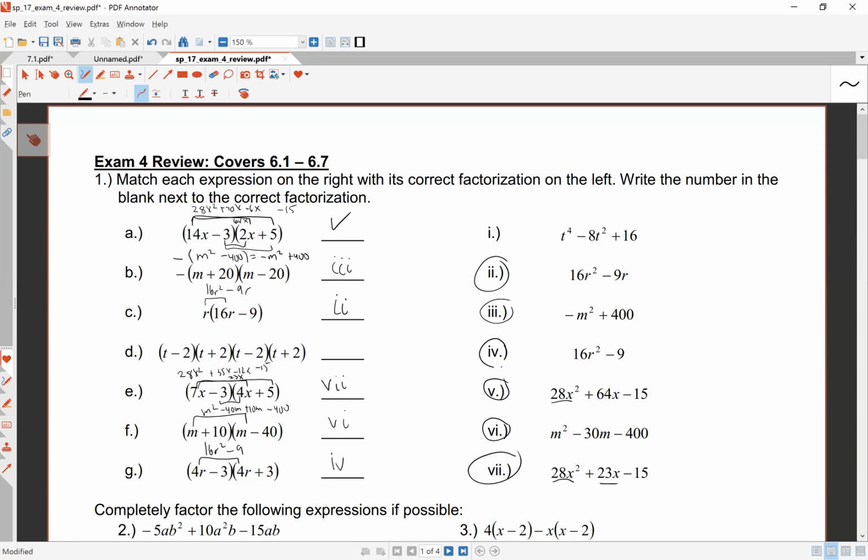There's one left over and one that we haven't used, so it's got to be the answer. But remember, t minus 2 times t plus 2 is t squared minus 4. When we multiply all that out, we get t to the 4th minus 4t squared, which is minus 8t squared. And negative 4 times negative 4 is positive 16, giving us number 1 for the answer.